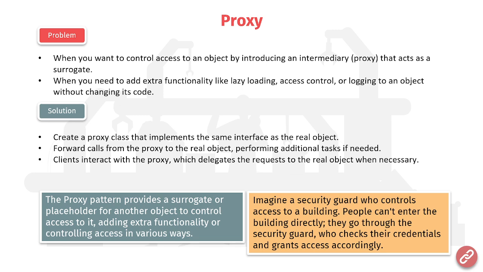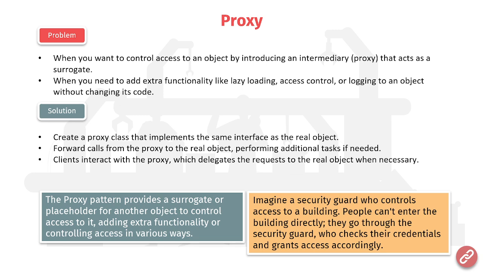This is like a security guard who controls access to a building. People can't enter the building directly. They should go through the security guard, who will be checking them for credentials and to check if the people have proper access and all. So this is the role of a proxy design pattern, right? To create this, we need to create a proxy class that implements the same interface as the real object, which is pretty easy. And then we have to forward all calls from the proxy to the real object after performing those additional tasks, right?